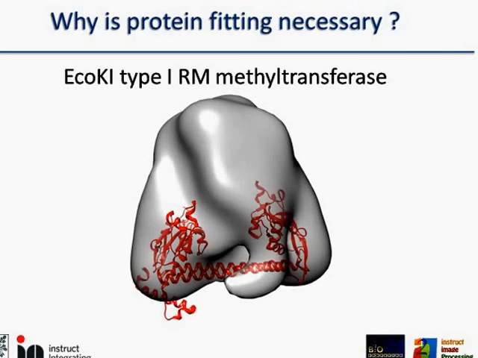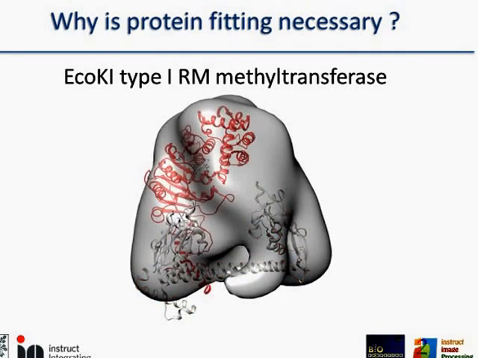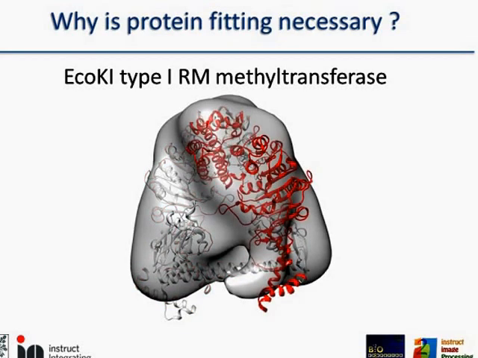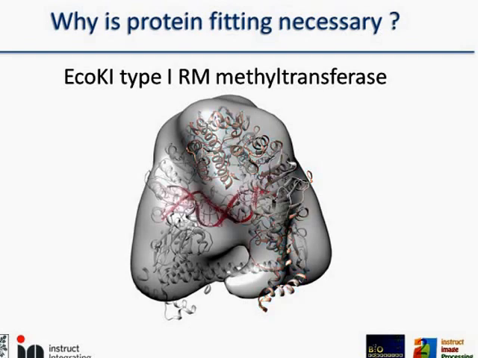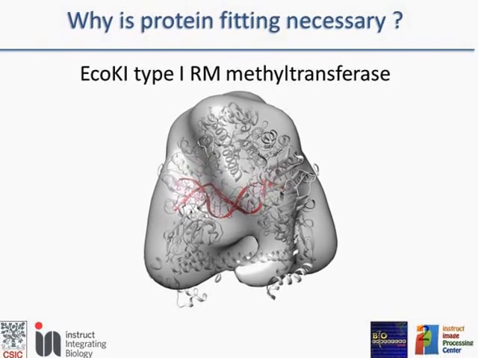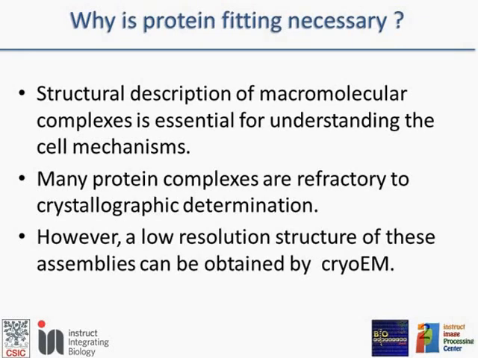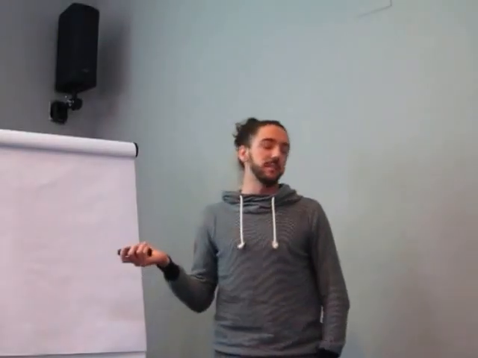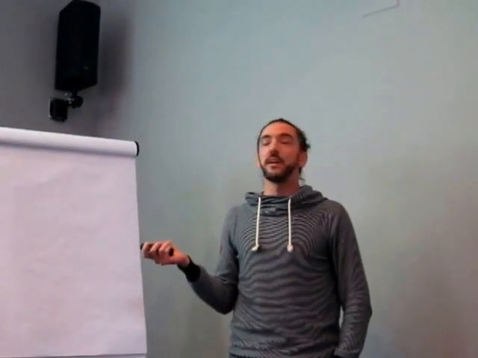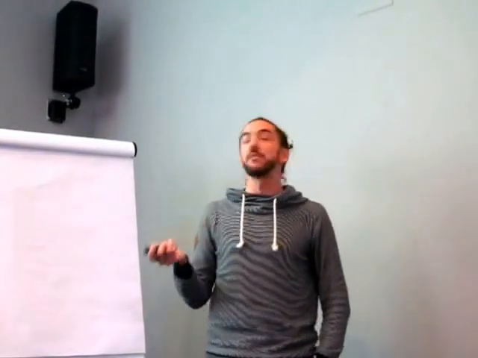But if I am able to find the structures of the units of this complex and locate them within my volume, I will be able to analyze the different biochemical features of this structure, and I might have the possibility to find where the DNA is binding to this complex. So, just summarizing, why is protein fitting necessary? Because we need the structure of our protein, otherwise it's going to be quite difficult to understand the function and explain the molecular mechanism.